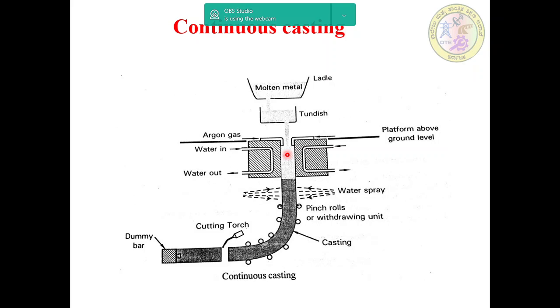The process is started by placing a dummy bar before feeding. Before that you have to place the dummy bar here, at the bottom of the mold, upon which the first liquid metal falls. The molten metal from the tundish enters the mold and takes the shape of the mold.